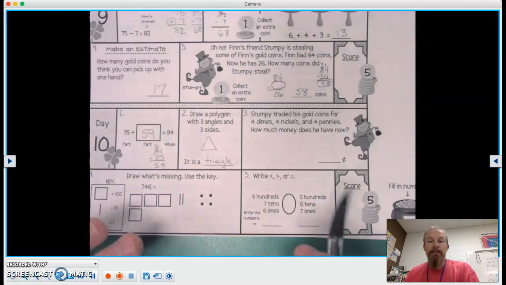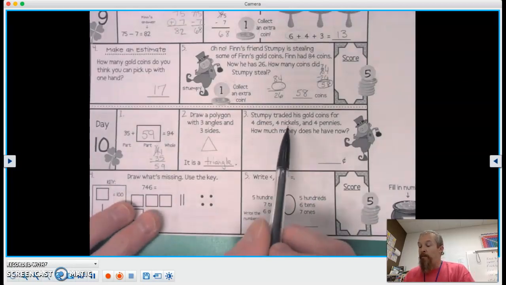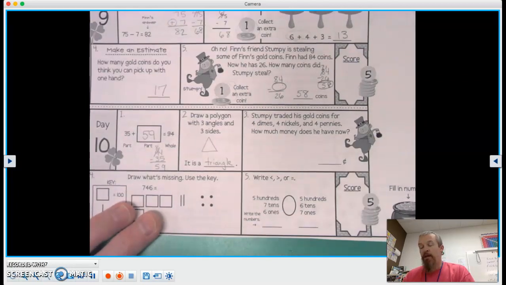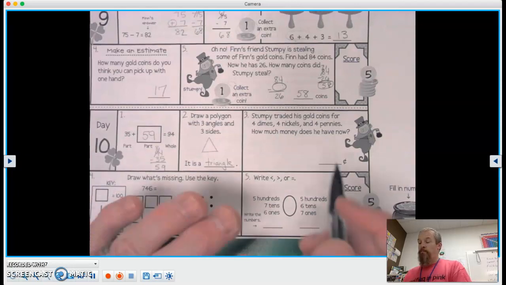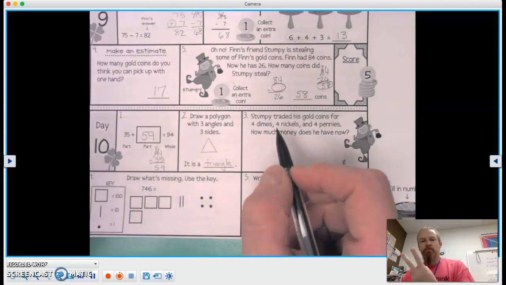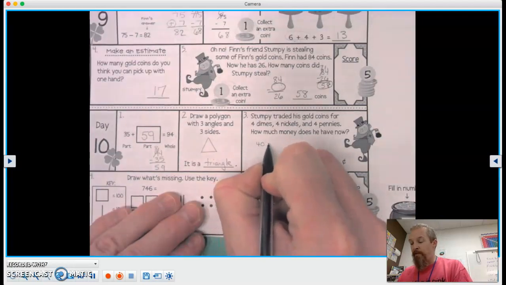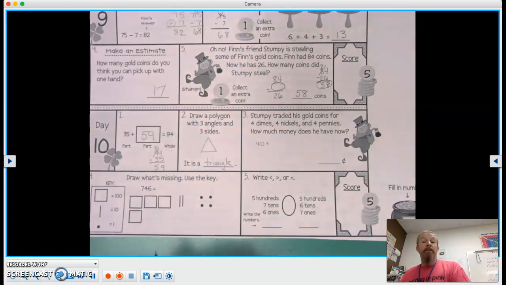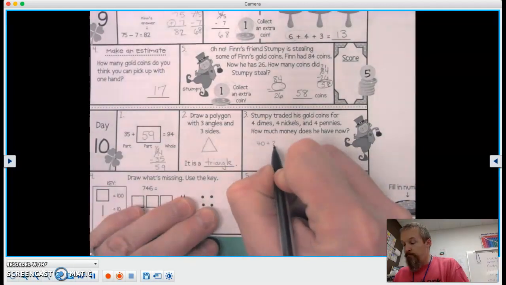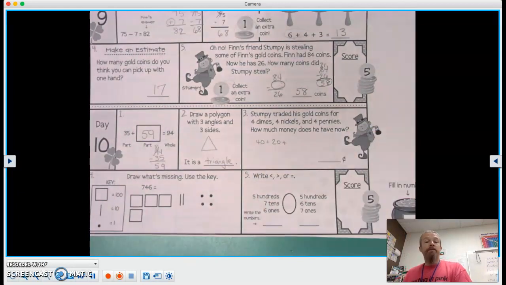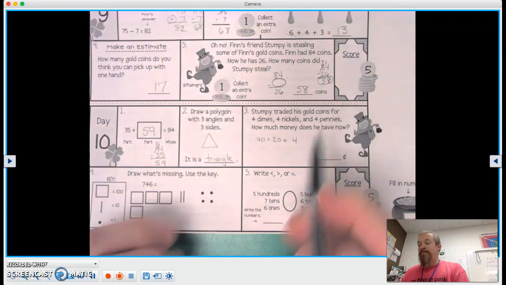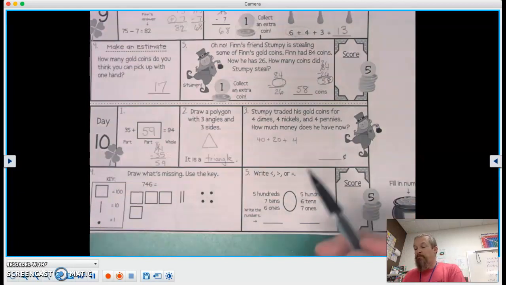Stumpy traded his gold coins for 4 dimes, 4 nickels, and 4 pennies. How much money does he have now? Well, let's see. 4 dimes would be 10, 20, 30, 40 cents, right? Because we count by tens. 4 nickels, we're going to count by 5, so 5, 10, 15, 20. And 4 pennies, we count by ones. 1, 2, 3, 4. So now let's add 40 plus 20 plus 4.